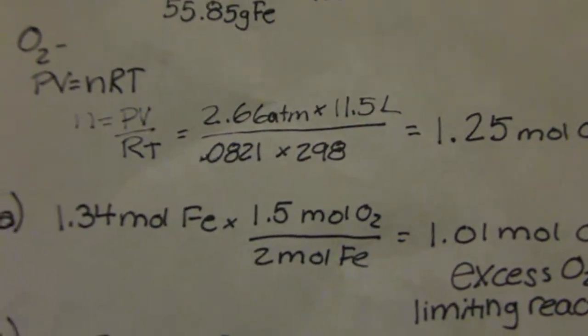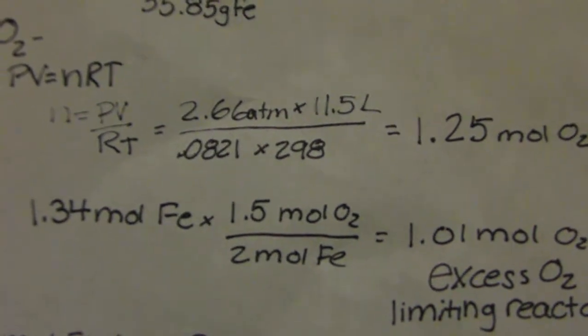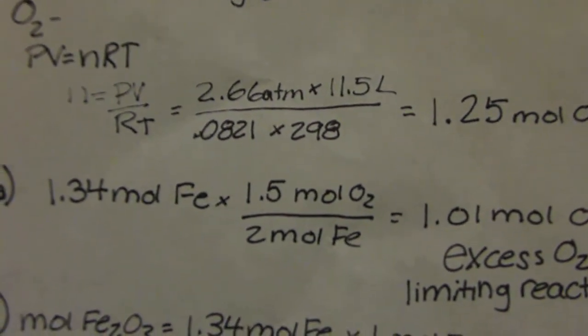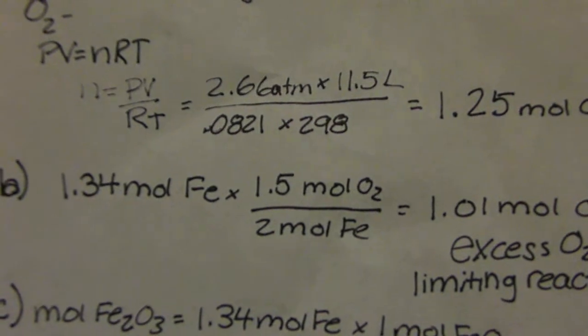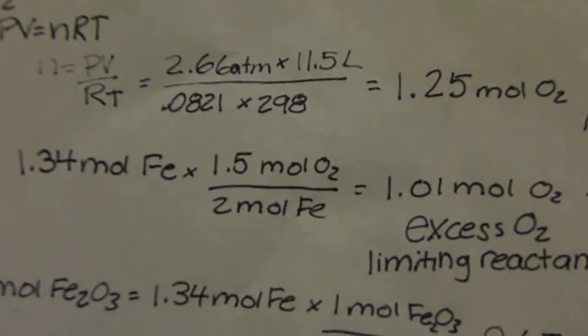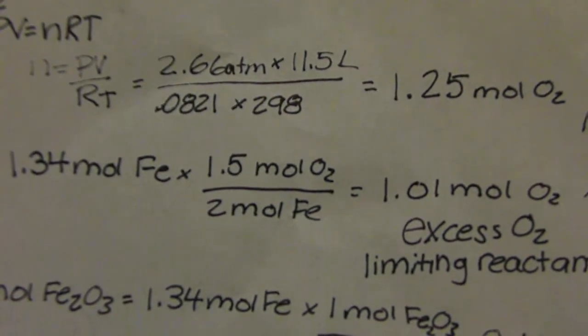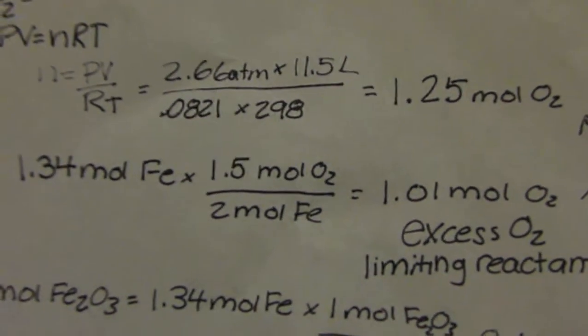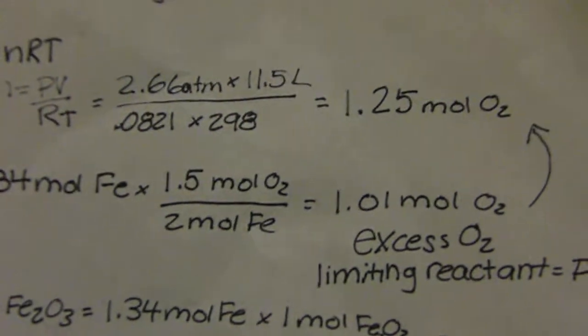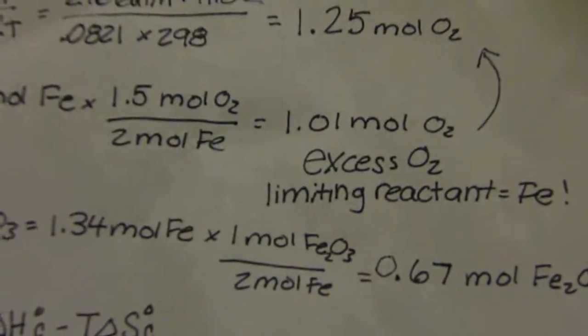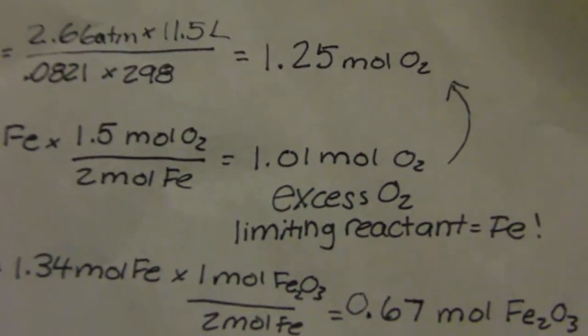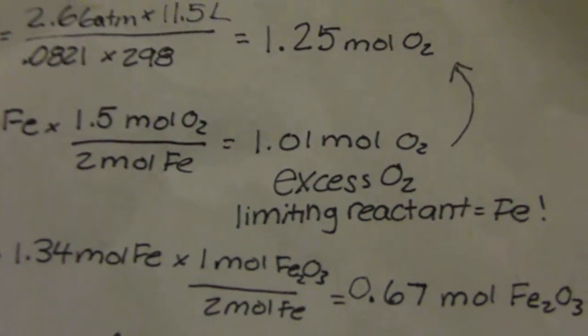Now question B states, identify the limiting reactant when the mixture is heated to produce iron oxide. Support your answer with calculations. Now you can take the number of moles of iron, which is 1.34, and multiply it by the molar ratio, 1.5 moles of oxygen over 2 moles of iron, and this calculates to equal 1.01 moles of oxygen would be used with this amount of iron.